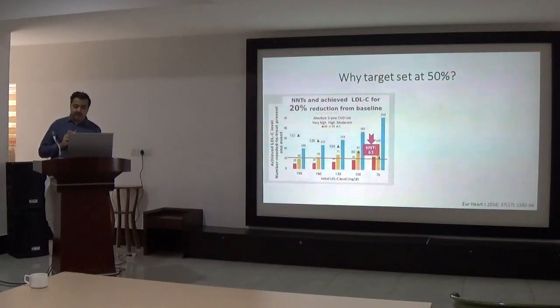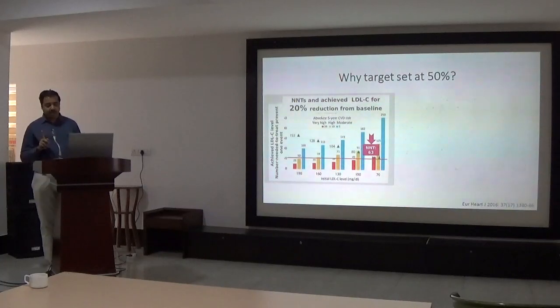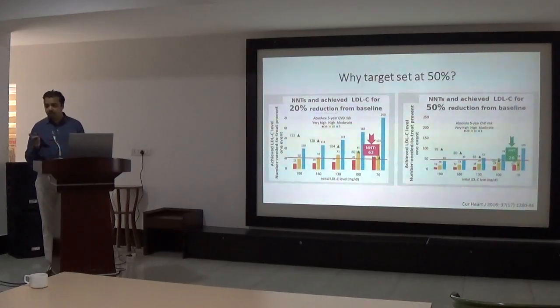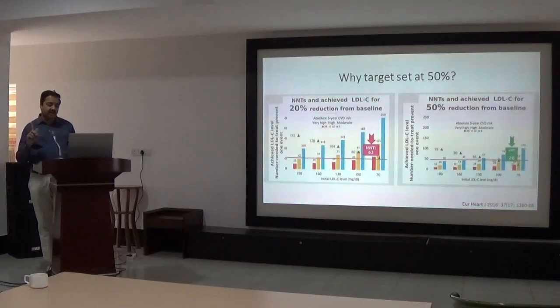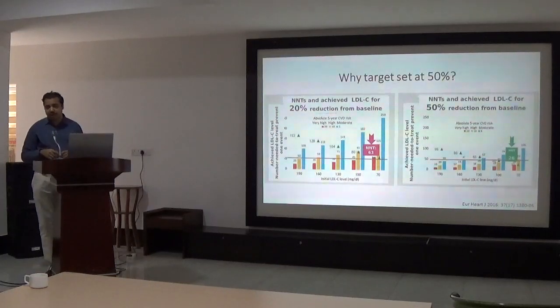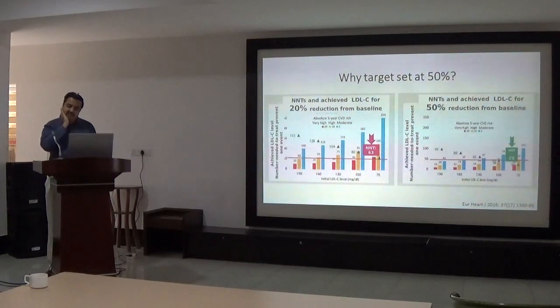When the target was set at 20% reduction of LDL cholesterol from baseline, the number needed to treat was 63. It indirectly means we need to treat 63 patients at this level to prevent one atherosclerotic cardiovascular disease mortality. When we target 50% reduction, the number needed to treat goes down to 26. So we need to treat 26 patients to prevent one death or one event in a year. If we go further, the number needed to treat will go even lower. But then again, as per American guidelines, we need to look at the financial burden to the health system also. So that's why this number was kept at 50%. Here the number needed to treat is 26, which is reasonably okay.